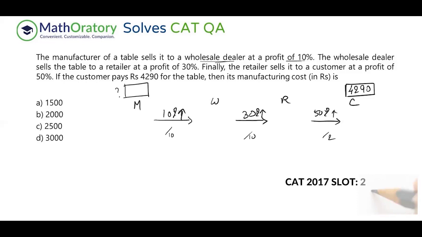Now, what I'll do is I'll just multiply across these numbers. So 10, 10, and 2. So that is 200, right? So I'll just consider the manufacturer price to be 200. Now I'll just apply the percentage profit and everything. So let me just write this a bit properly.